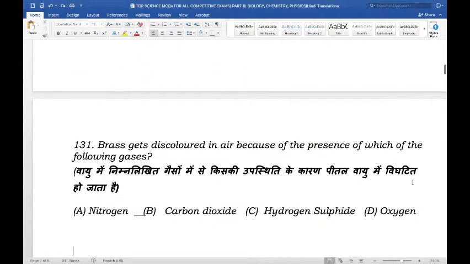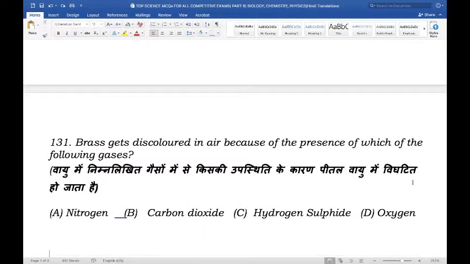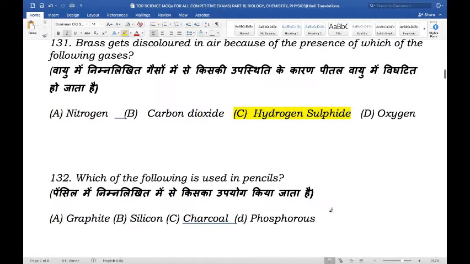Question number 131. Brass gets discolored in air because of the presence of which of the following gases? Is it A, nitrogen, B, carbon dioxide, C, hydrogen sulfide, or D, oxygen? So brass gets discolored in air because of the presence of C, hydrogen sulfide.